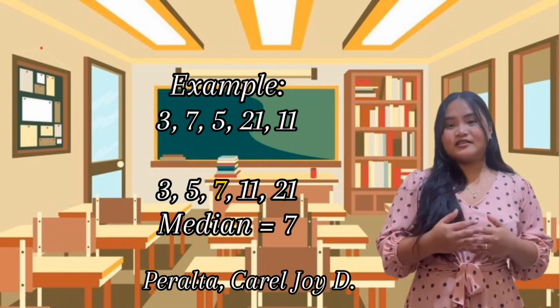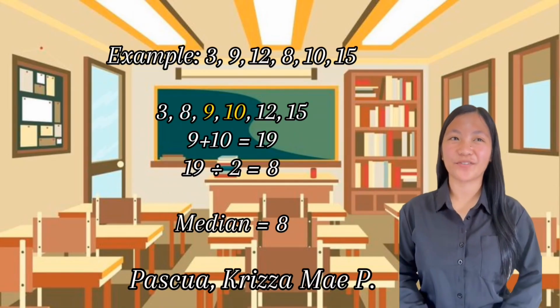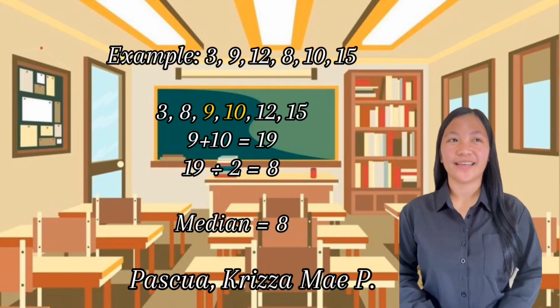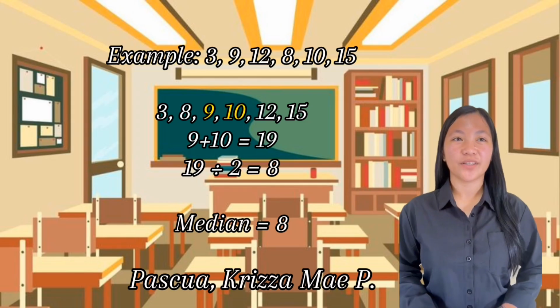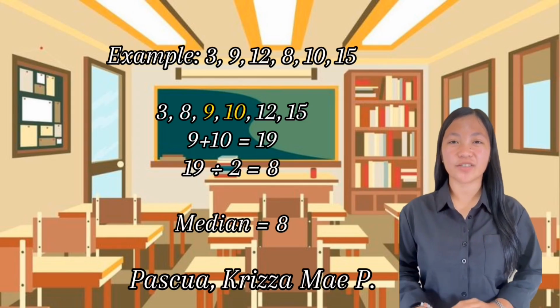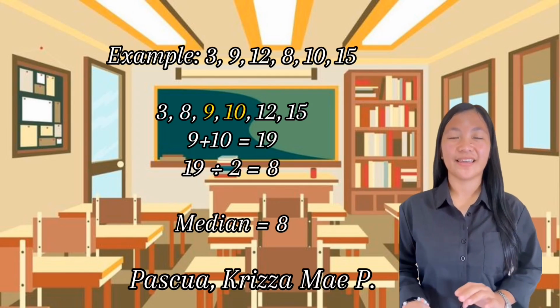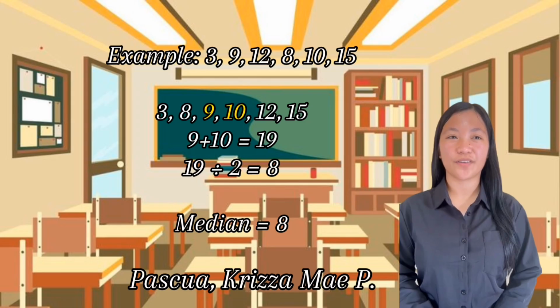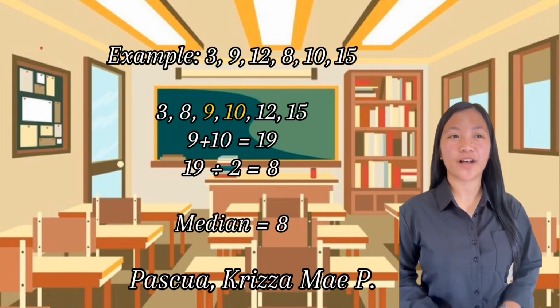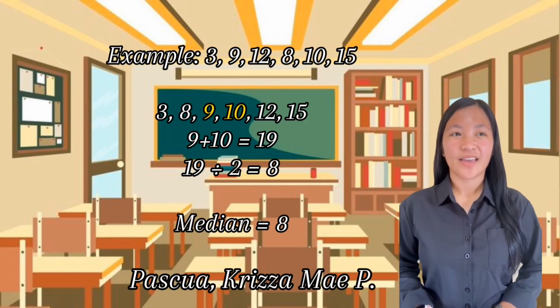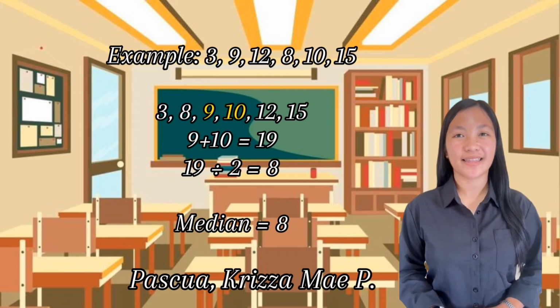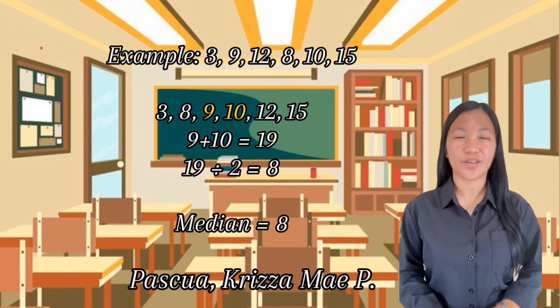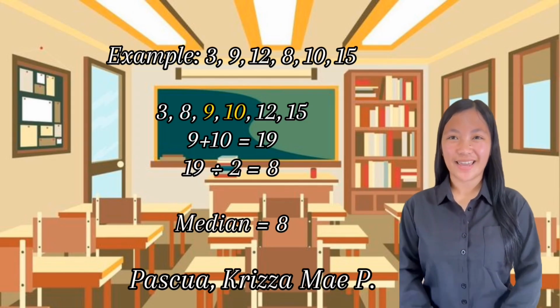Let's have another example from Miss Pasqua, where the dataset has 2 middle values. Here is an example: 3, 9, 12, 8, 10, and 15. We need to arrange our dataset from smallest to greatest first: 3, 8, 9, 10, 12, and 15. Because we have 2 middle values, which are 9 and 10, we need to add them and divide by 2. So 9 plus 10 is equal to 19, divided by 2 is equal to 9.5. So our median is 9.5.